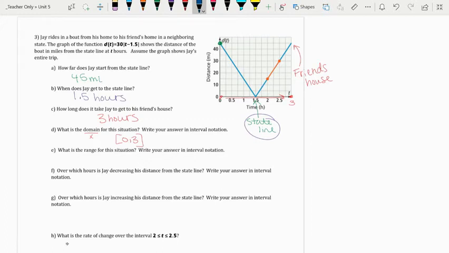Range is the same thing, but with our y's. So our lowest is 0, which will always be the case for these. And then our highest is that 45.